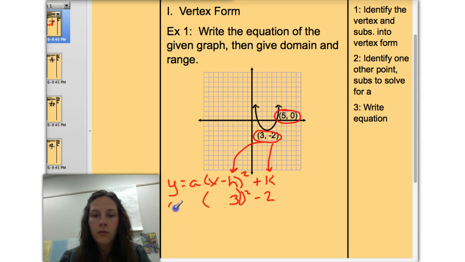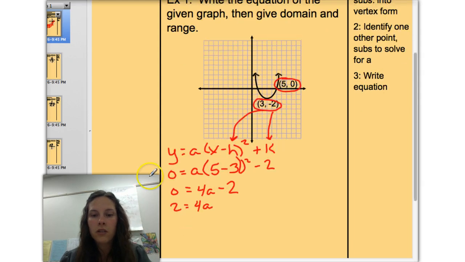So we put 0 in for y. We're solving for a. We know it hasn't been reflected because it opens up, so we know a will be positive. And then we simplify and solve for a. So we get 5 minus 3 is 2, squared is 4. So we have 4a minus 2, adding 2 to both sides, and dividing everything by 4. And simplifying, we get 1/2 for a.